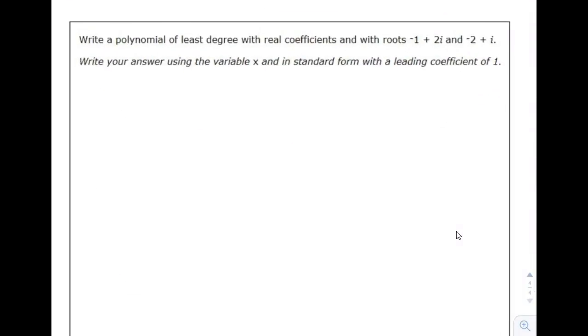Okay. Write a polynomial of least degree with real coefficients and with roots negative 1 plus 2i and negative 2 plus i. Okay, so the way you would think about this one is, well, if you have a complex imaginary root, you know that you have conjugate pairs as roots, right? So if you know that that's one of the roots, then the other root is going to be the conjugate pair. If you know you have this one, the other root is going to be a conjugate pair. So now we have 4 roots, okay? So if we have 4 roots, we can write out our polynomial like this.